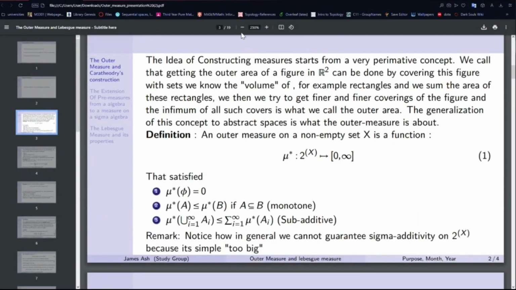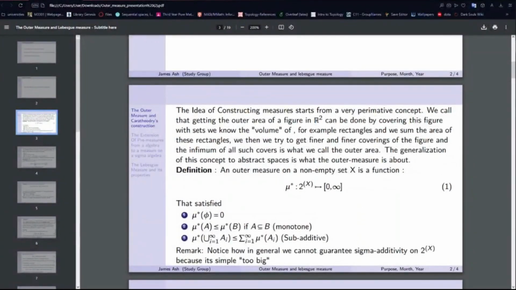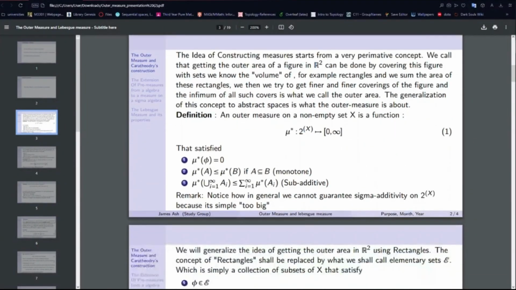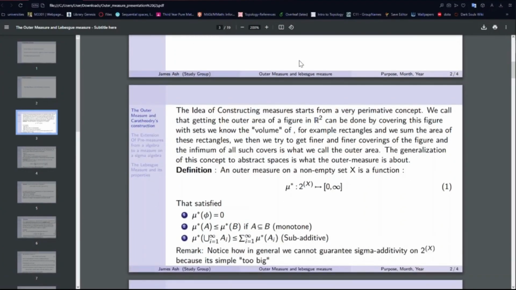But of course, instead of rectangles, we just speak of elementary sets. And the elementary sets are what we're going to cover things with. And then once we take the infimum, of course, given that we know the measurement of the elementary sets, this is what's going to give us a notion of an outer measure.